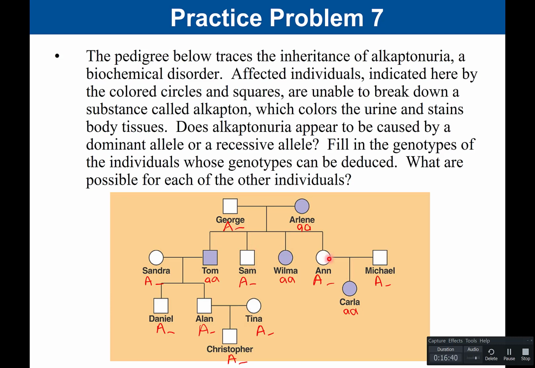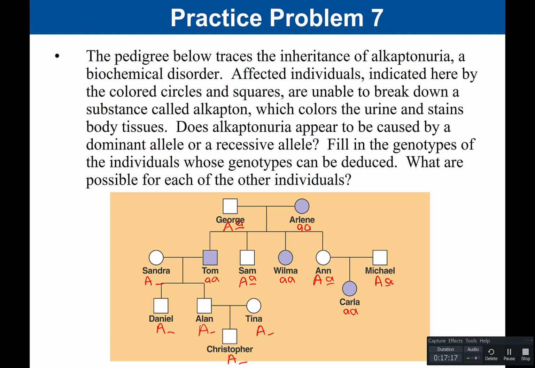What about Sam and Anne? Sam and Anne are children of George and Arlene. Do we know their second allele? Yes, we know, because Arlene is little a, which means that Sam and Anne both have to have little a. Now, if we look at Anne and Michael, do we know Michael's second allele? Yes, because Carla, their daughter, is little a, which means that she got a little a from both parents.